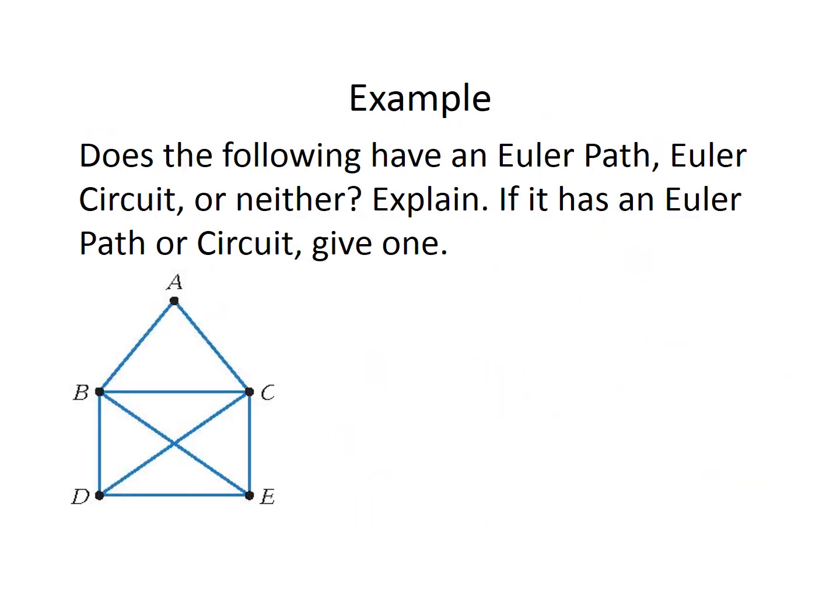Does the following have an Euler path, Euler circuit, or neither? Explain. If it has an Euler path or circuit, give one. So let's go around and list the degree. We have to decide if the vertices are even or odd.